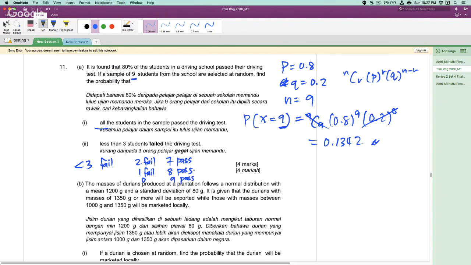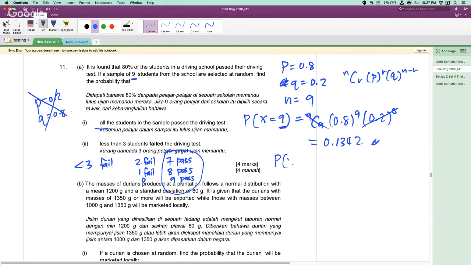Since I make my p the student who passes, I will actually use this one: 7, 8, and 9. Of course, if you change your q to become your p, that means if you change fail as your p, then you can straight away do the less than 3. That means p equals 0.2 and q equals 0.8. But if you cannot understand this, then you don't do this. This one is very easy.